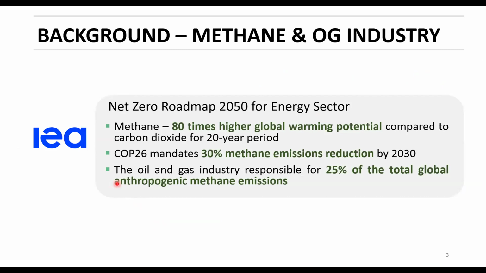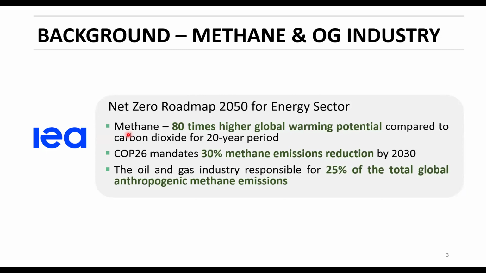All right, so let me just give a bit of background. I understand that Huang just now mentioned the IEA and their efforts of updating MAC curves from time to time, but just taking a little bit of one of their work, looking at net zero roadmaps for 2050 for the energy sector. One of the things they mentioned was that methane is an important emission component that needs to be looked at, particularly because it's 80 times higher in global warming potential compared to other emissions. At the same time, COP26 mandates 30% methane reductions by 2030. So this is one of the key targets to look at. 2030 is really not that far away from where we are right now.